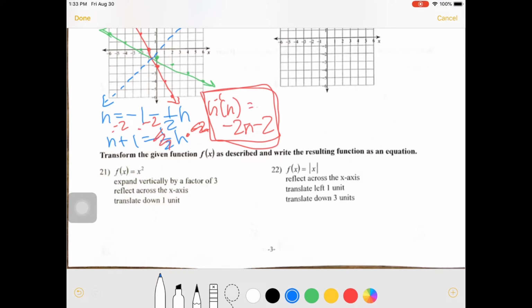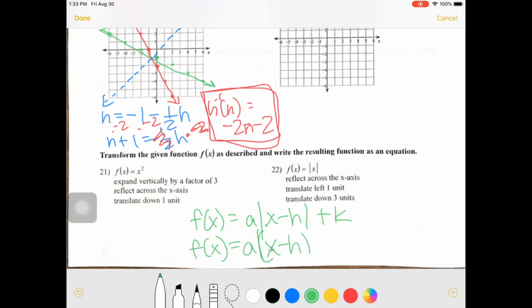On the next ones, you're starting to talk about our function operations and how they translate or reflect or stretch. So what you want to make sure you're using, and I've mixed it together a little bit, is either your absolute value transformation form or your quadratic transformation form, and remembering what all of those things do. So I'll do a quick rundown of that for you here.